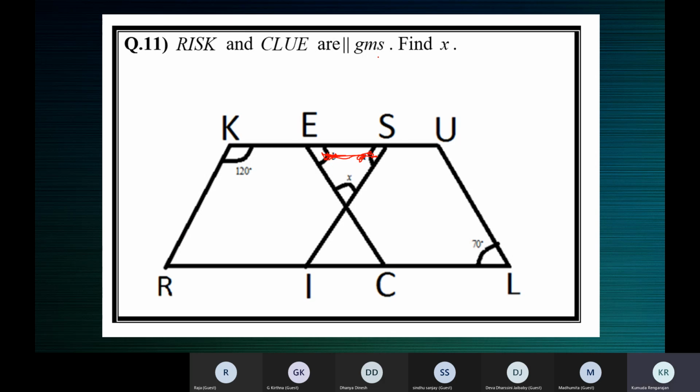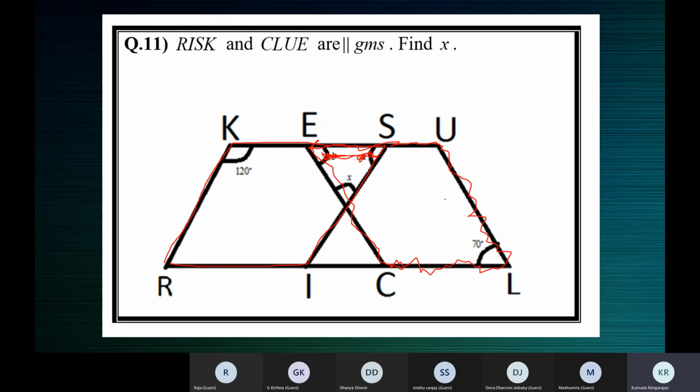RISK and CLUE are parallelograms. Look at them. Where is RISK? RISK is a parallelogram. And then C, it's here. RISK, this one is a parallelogram. And then this one, CLUE. I'm just scribbling there because you get the feeling. Otherwise, this one is a parallelogram. So you can see one here, one on this side. RISK is a parallelogram. Here, CLUE is a parallelogram.